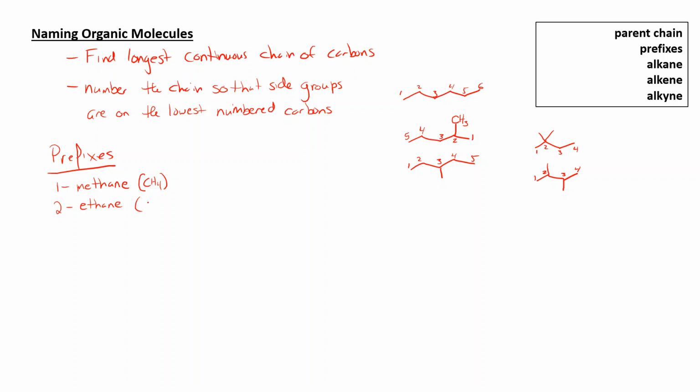Ethane is 2 CH3 groups stuck together, right? So that would be carbon-carbon. 2 carbons makes ethane. 3 carbons is propane. 4 carbons is butane. So these two over here are going to be butanes because we have a parent chain of 4 carbons. Butane, butane. 5 carbons is pentane, 6 carbons is hexane. So we have 2 pentanes.